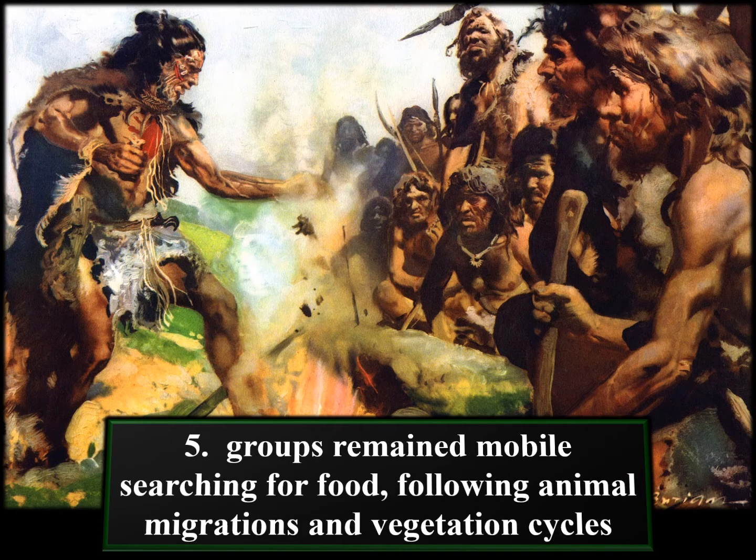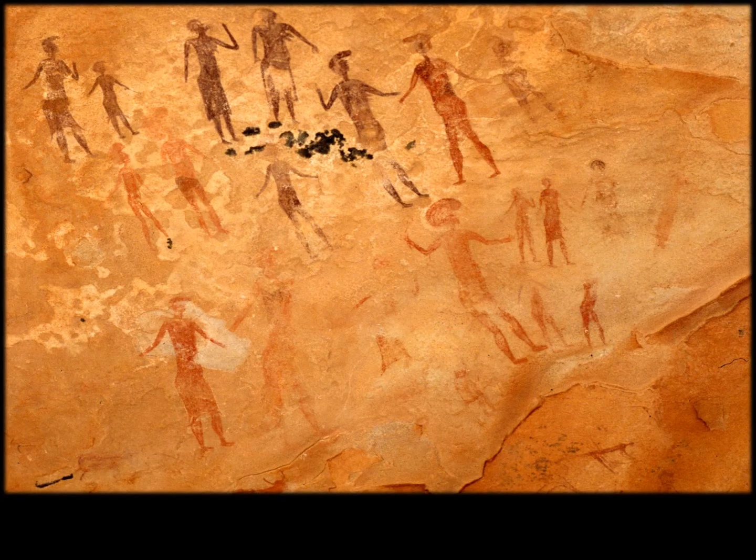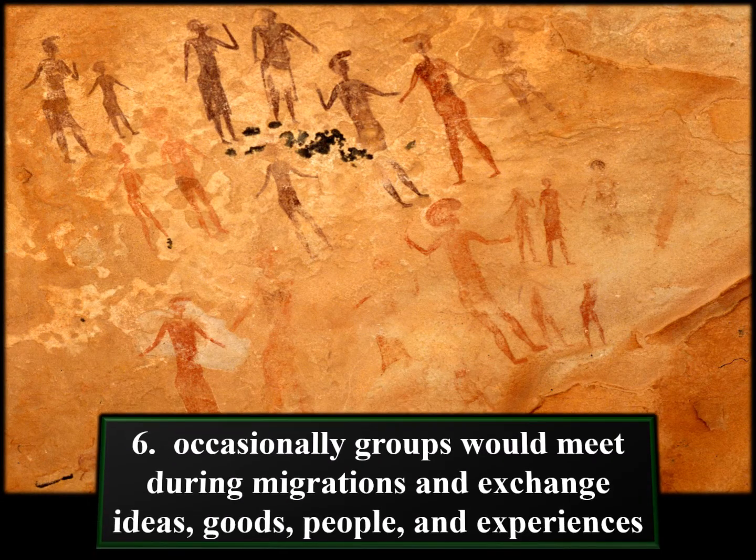Groups remained mobile, searching for food, following animal migrations and vegetation cycles. They would move in their kin groups and they would follow the herds. Occasionally, groups would meet during migrations and exchange ideas, goods, even sometimes people and experiences. Now remember, this is before they start farming. They're still following the herds and the growth of the natural grains that grew in the wild.